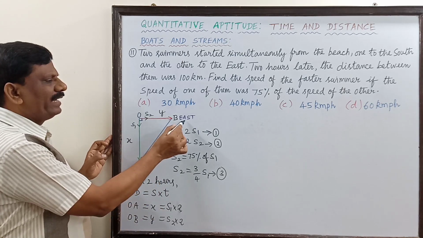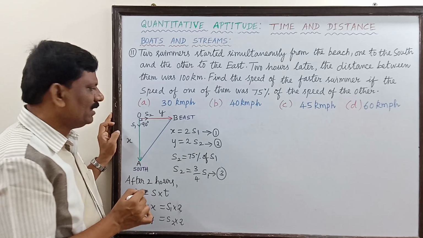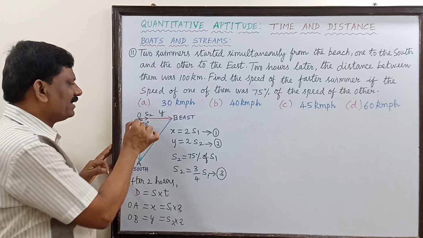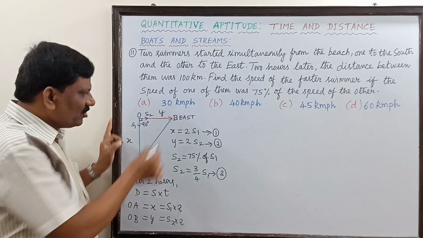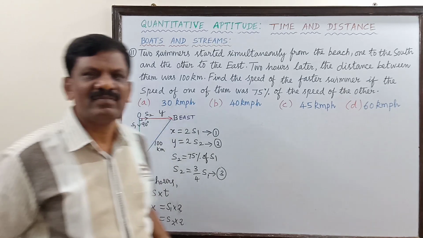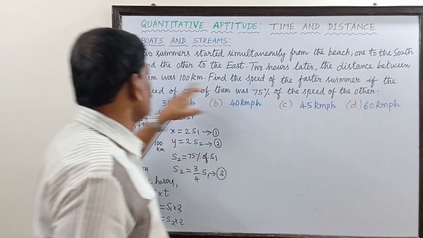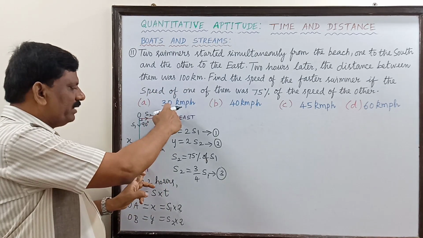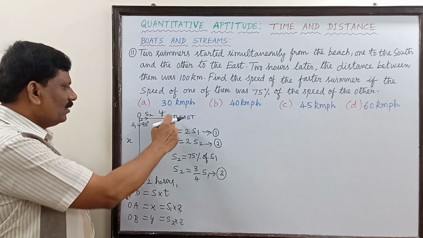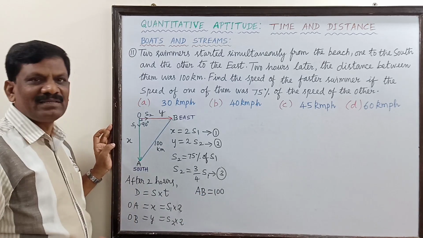Now, you see here the angle between the east and the south is 90 degrees. It is perpendicular, is it not? Now, after 2 hours, the first swimmer is at position A and the second swimmer is at position B. If you join AB, this distance AB is equal to 100 kilometers. Are you understanding? It is given as: 2 hours later, the distance between them was 100 kilometers. So the distance A to B is the hypotenuse of the right angle triangle OAB, is it not? So I will write AB. The distance AB is equal to 100 kilometers.